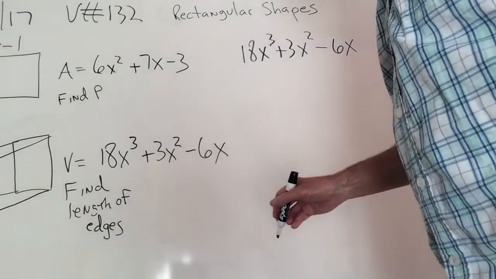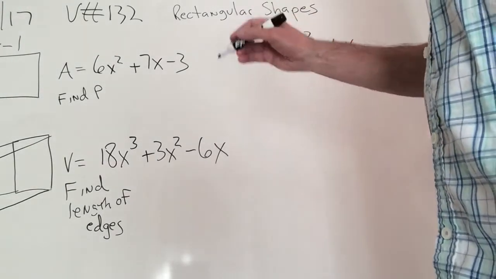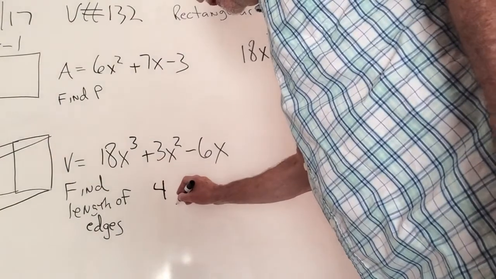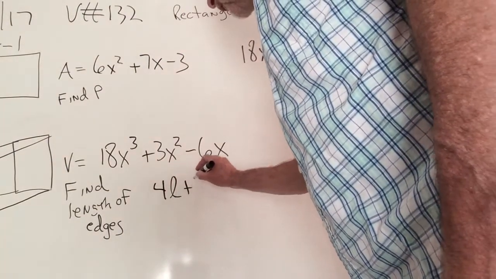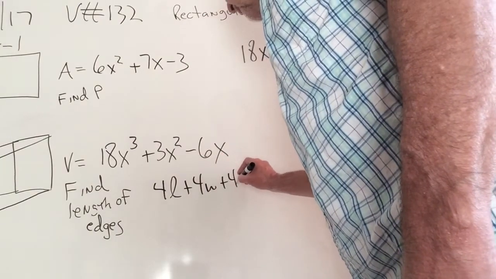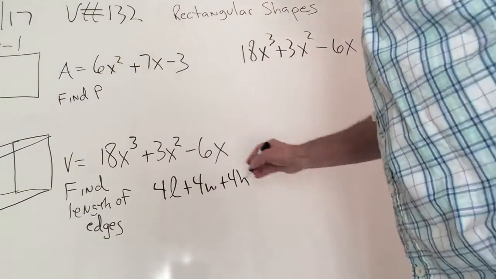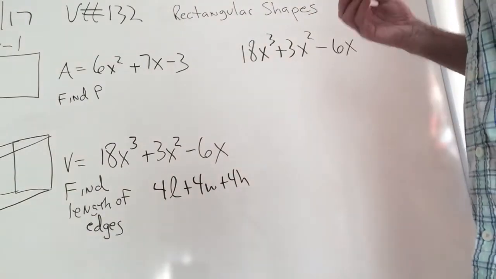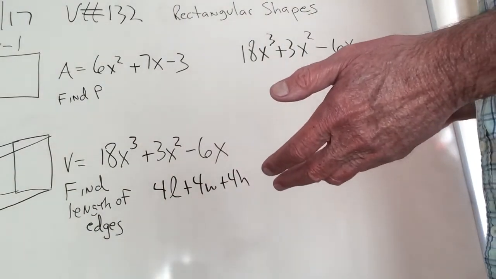So what's the formula for the edges? Well, there are 4 of one plus 4 of another. So what is it? Length, width, and then 4 of the height. So that's basically what I'll do. And these are interchangeable because, like I said, they only represent possibilities.